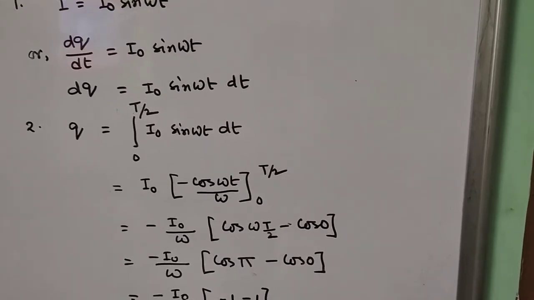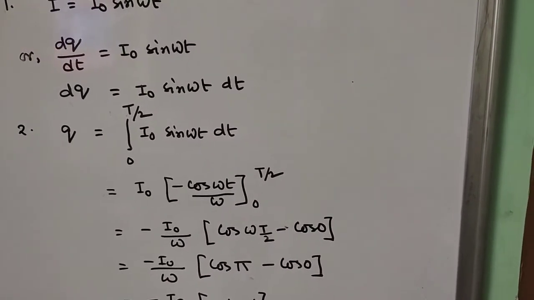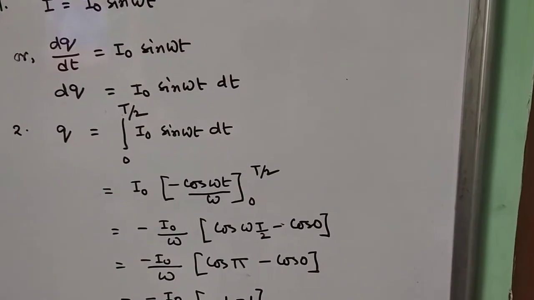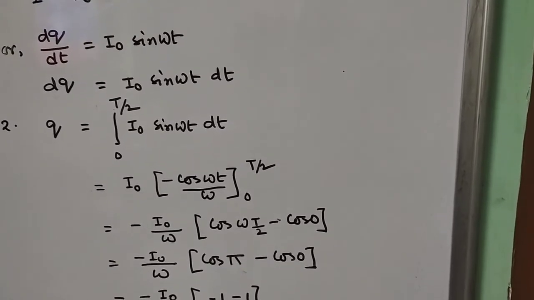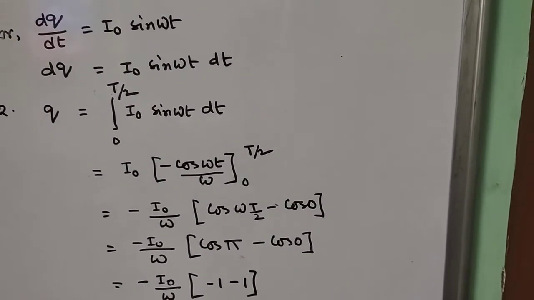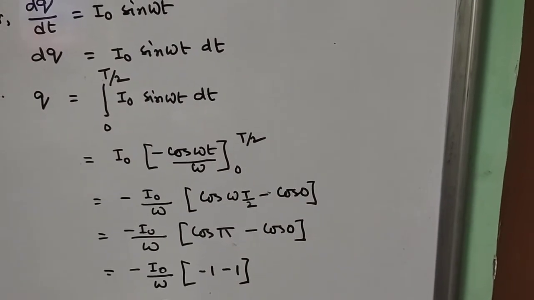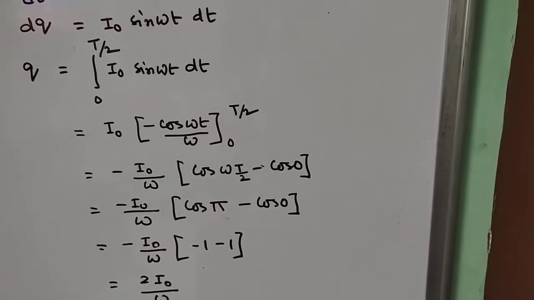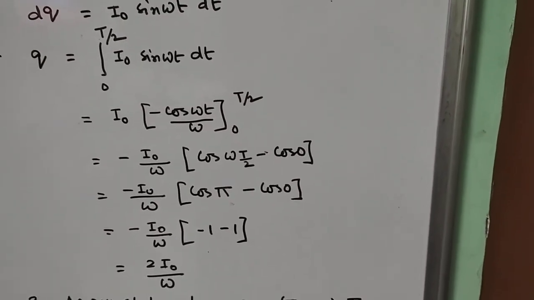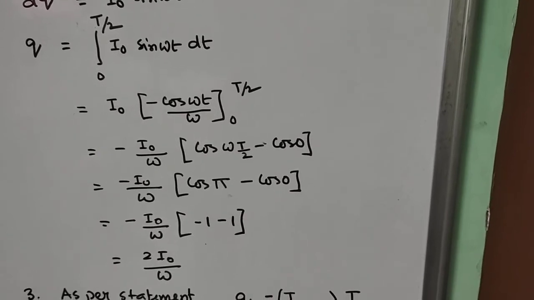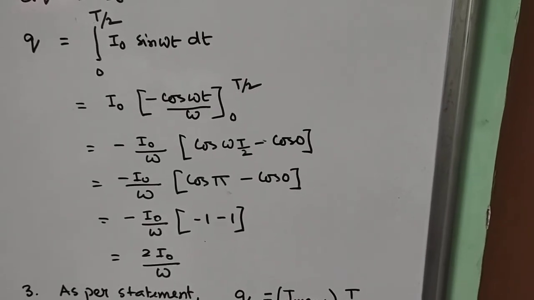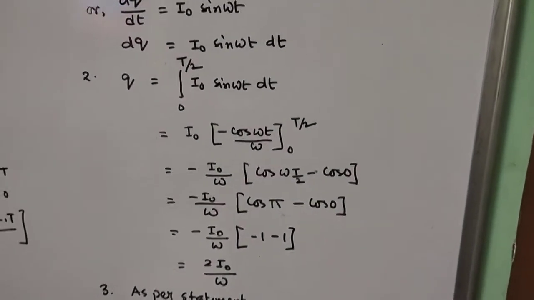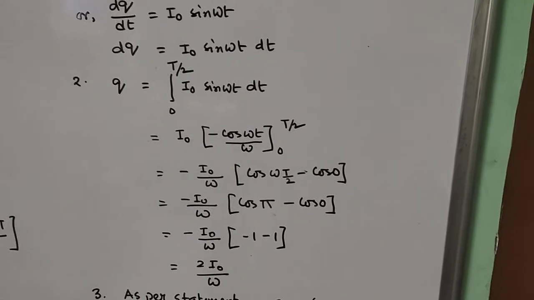So if I take minus I naught by omega outside, within the bracket you have cos of omega upper limit, in place of small t we have to substitute capital T by 2, minus cos 0. So omega equals 2 pi by T, so T goes off, 2 goes off, so cos pi only remains, and minus cos 0. Cos pi is minus 1, so minus 1 minus 1 is minus 2, and minus times minus 2 is plus 2, so 2 I naught by omega. So this is the amount of charge due to the AC source during the time 0 to T by 2.